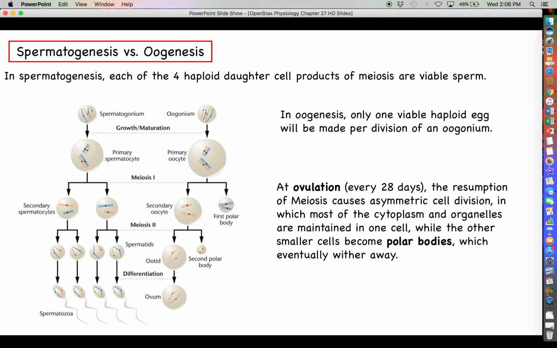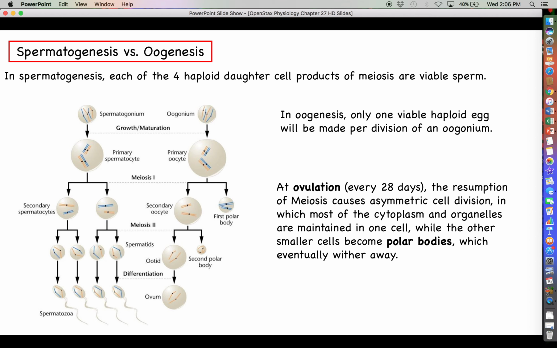So the reason for this is that every 28 days, which is the length of the ovulation cycle in females, that resumption of meiosis that we see is going to trigger what is called asymmetric cell division, meaning that every time those cells divide, you do not get an equivalent division of materials. Instead, one of what is going to become mature ova is going to get the majority of the cytoplasm and organelles and proteins and other resources, whereas the other potential eggs are going to be left with very little. So those other eggs are then going to wither away as what are called polar bodies.